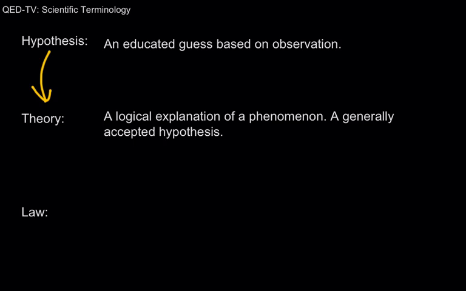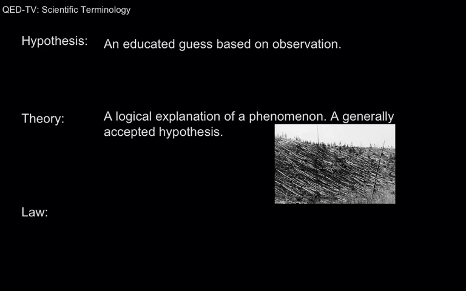An example of a theory: there was an event that occurred on June 30th, 1908 in Tunguska, Siberia, and there was this huge explosion. It was equivalent to the detonation of about 15 million tons of TNT, and we have pictures of it, millions of acres just laid out flat. And there were many hypotheses put forth on what possibly caused this.